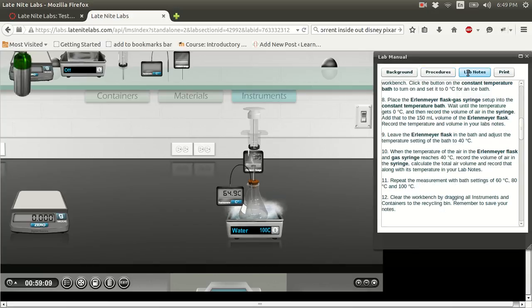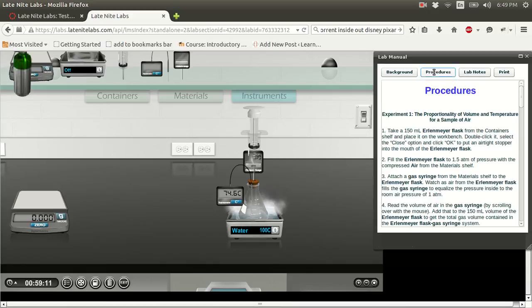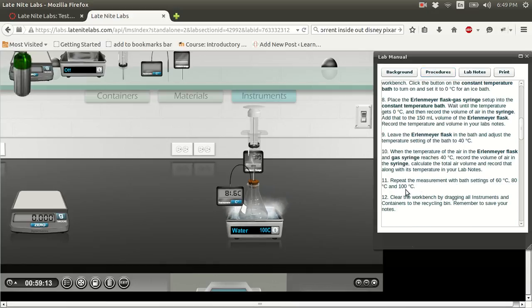Did they say to go to? Whoops, I didn't save my lab note. Oh, but it saved. Okay. Did they say to go to? Yeah, they say to go to 100. All right. So you do all that, and that's experiment number one.